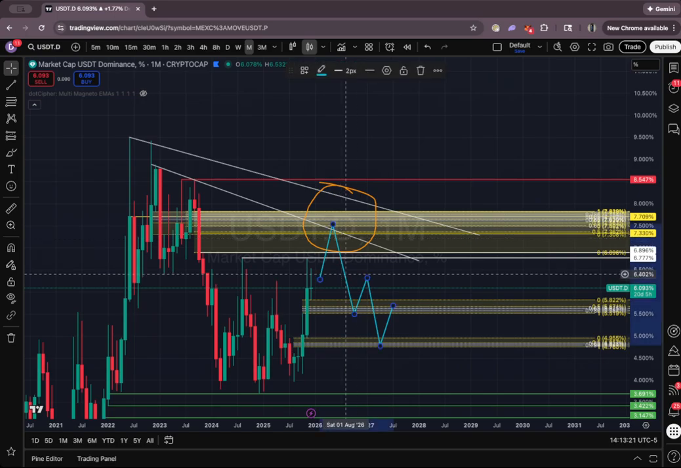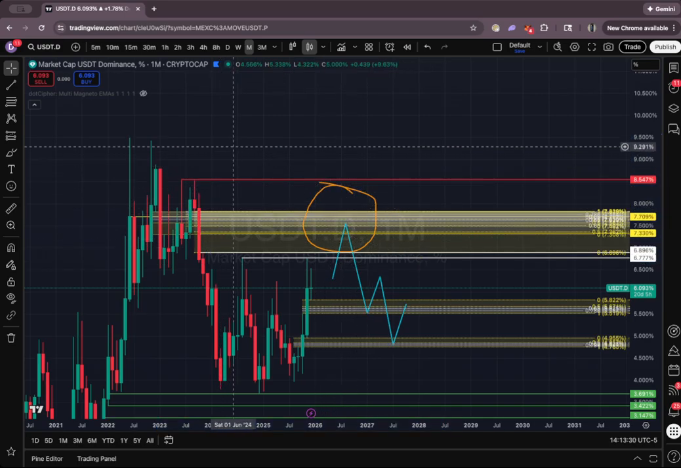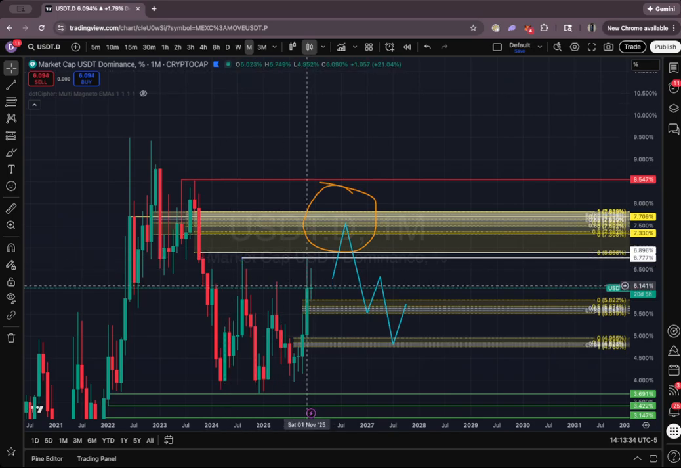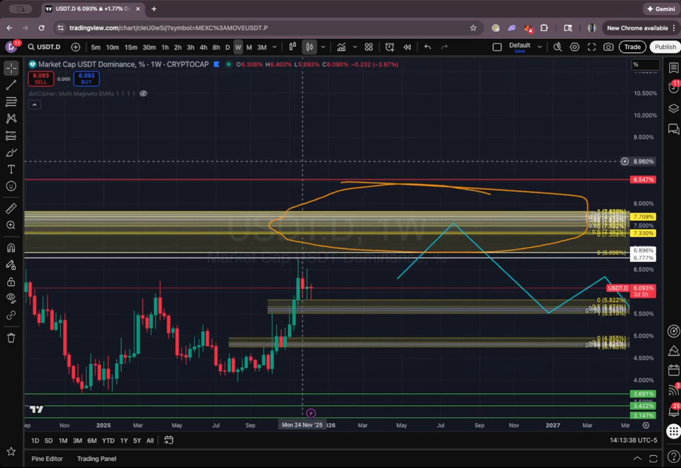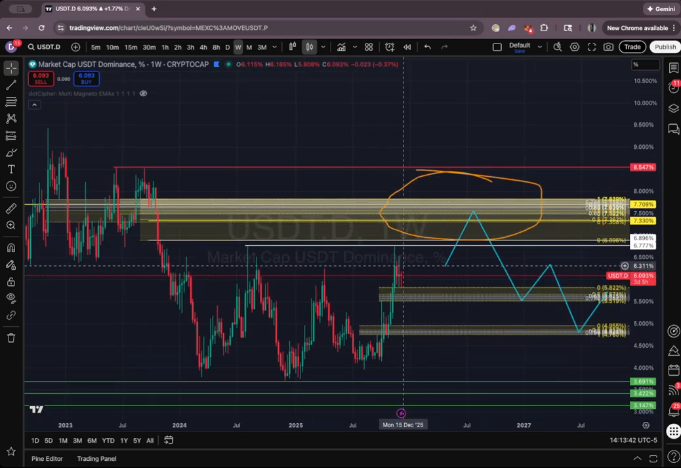It could be this year, it could be next year, right? But this is now looking increasingly probable. So just to keep in mind, the monthly here is showing that. However, this is a green, so we are bearish on the monthly, but bullish on the monthly, but slightly bearish on the weekly.